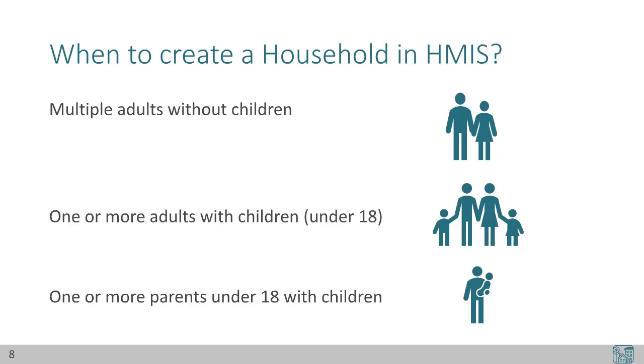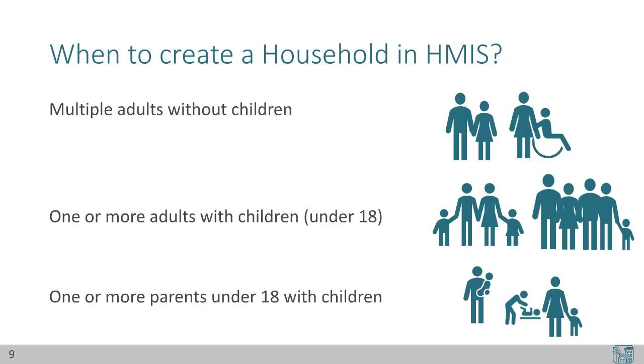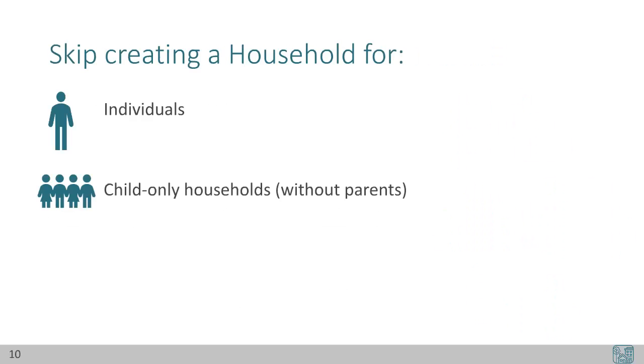So what type of groups would you create a household for? Multiple adults without children, one or more adults with children under 18, and one or more parents under 18 with children. And there are lots of types of households within each of these categories. Skip creating a household in HMIS for individual adults and for children without parents.